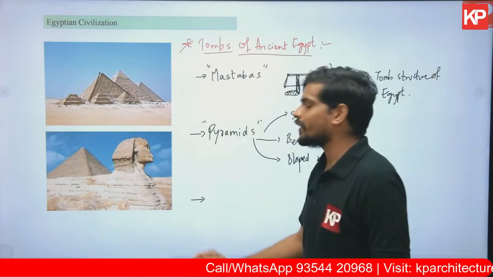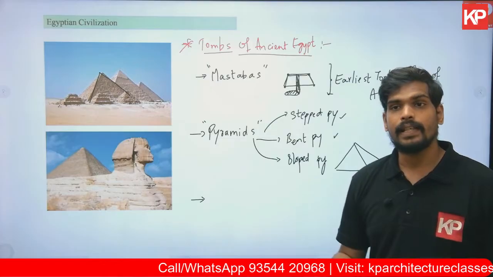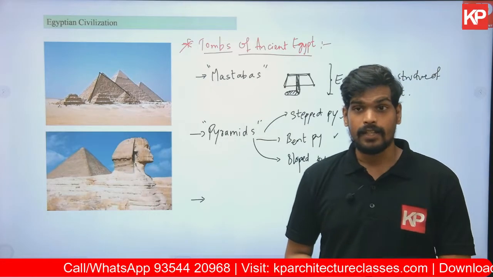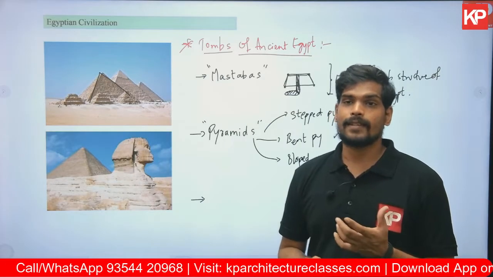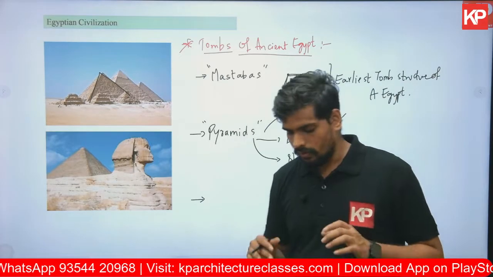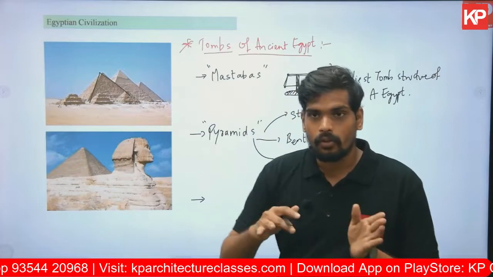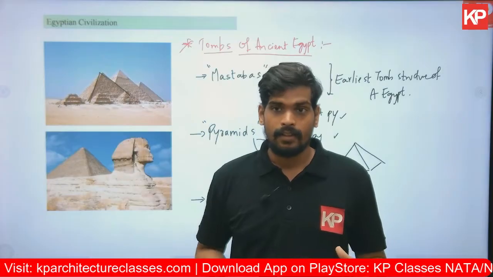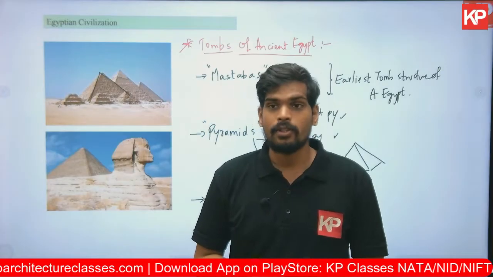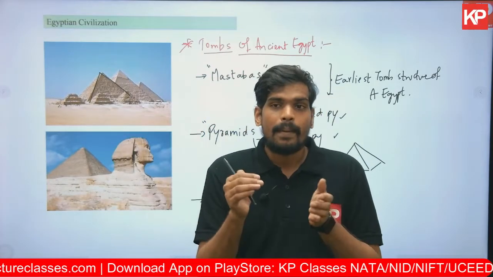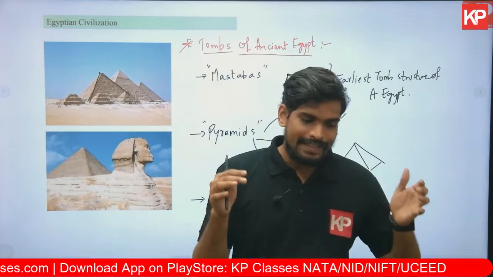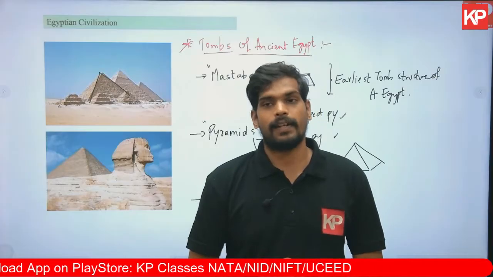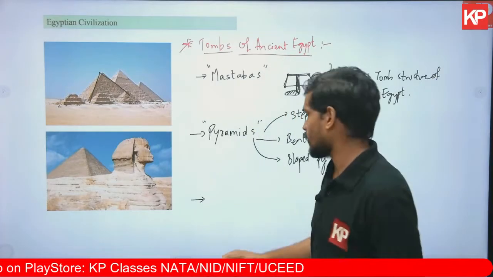Let me tell you about the third type of tomb structures also. After pyramids, even in the later kingdoms, or during the end phases of the ancient Egyptian civilization, tombs were constructed as rock cut chambers. If you move to the west part of the Nile, there was hilly terrain available geographically. In that hilly terrain, chambers were cut in. Structures were carved into the rock, and then tomb structures were constructed. So this is known as rock cut tomb structures.